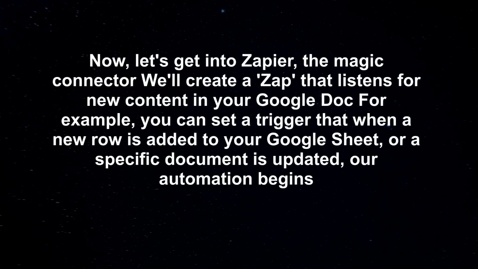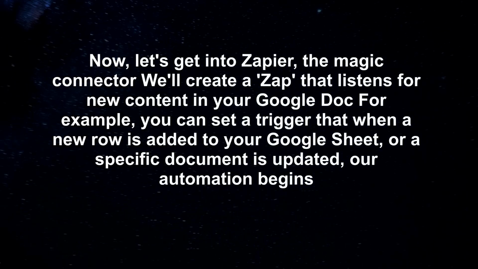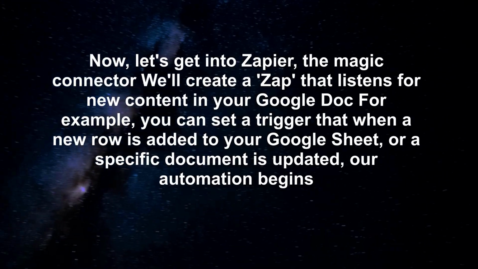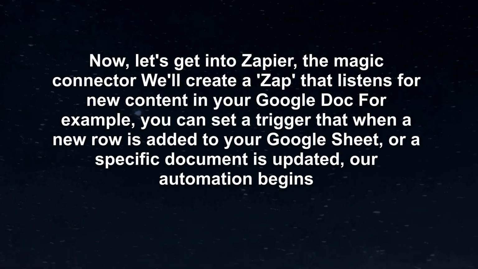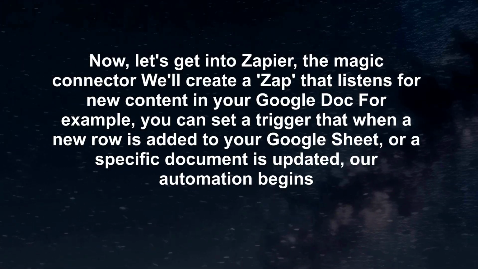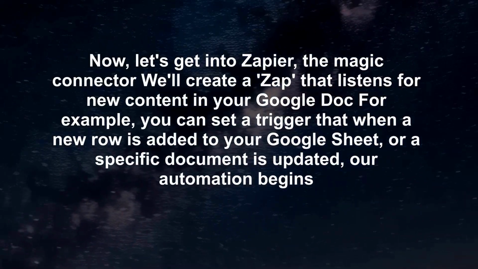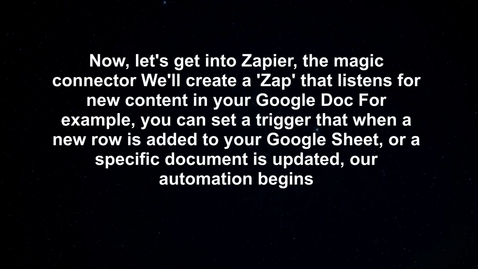Now let's get into Zapier. The magic connector will create a zap that listens for new content in your Google Doc. For example, you can set a trigger that when a new row is added to your Google Sheet or a specific document is updated, our automation begins.